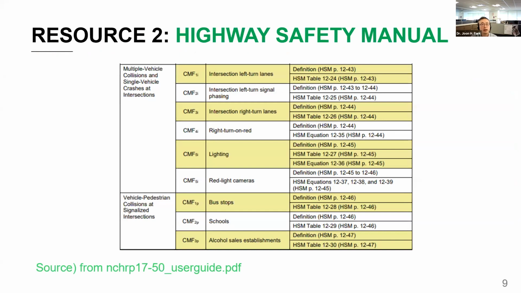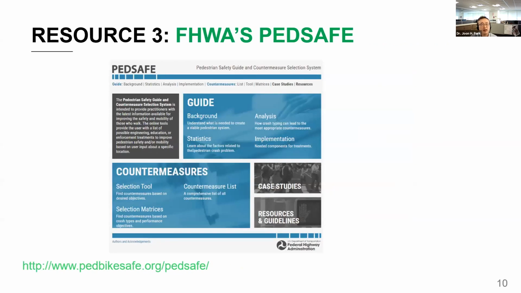The second resource is the Highway Safety Manual by AASHTO. It provides crash reduction factors. If you include any countermeasure improvement, it can show how to improve safety for children, seniors, and all people. There are some examples, and you can look over that information. The third one is FHWA, which provides pedestrian safety guidelines and information. You can also check that information.